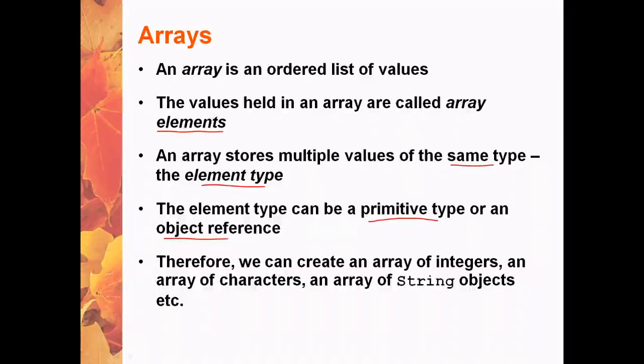That simply means in an array you can store primitive data values like values of type integer, float, or even object types can be stored in an array, say string or any other objects. Therefore, we can create an array of integers, an array of characters, and an array of string objects.